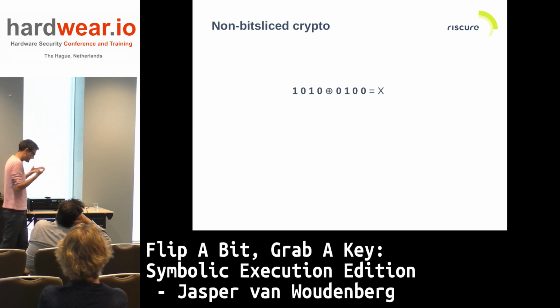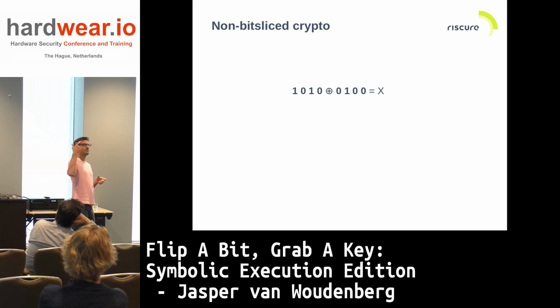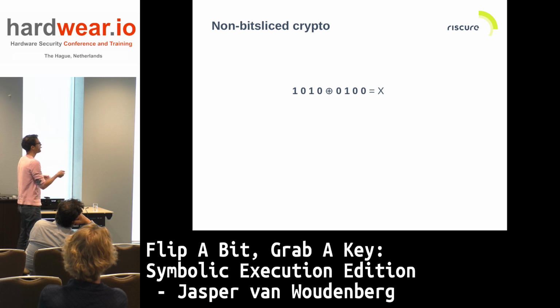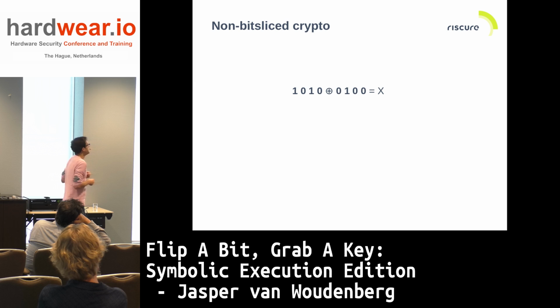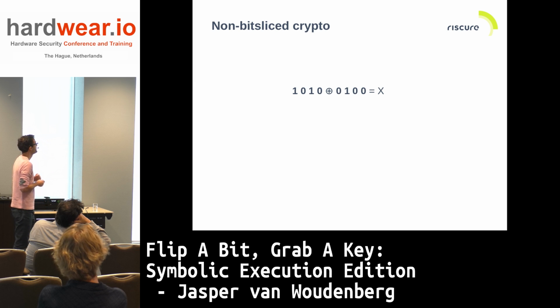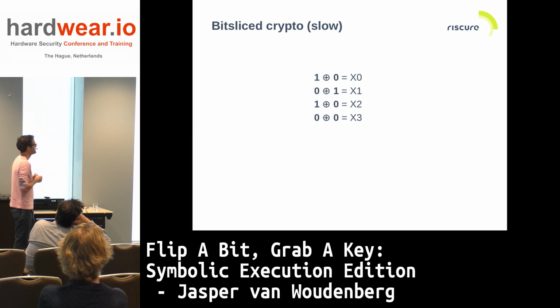Let's say I have some crypto operation that takes in 4 bits and XORs it with another 4 bits and produces some value X. This may be some elementary operation in a crypto algorithm. And typically in software you would have 2 variables and you XOR them together and you get X. Now I'm going to do something that superficially looks really stupid, but I'm going to implement that as this.